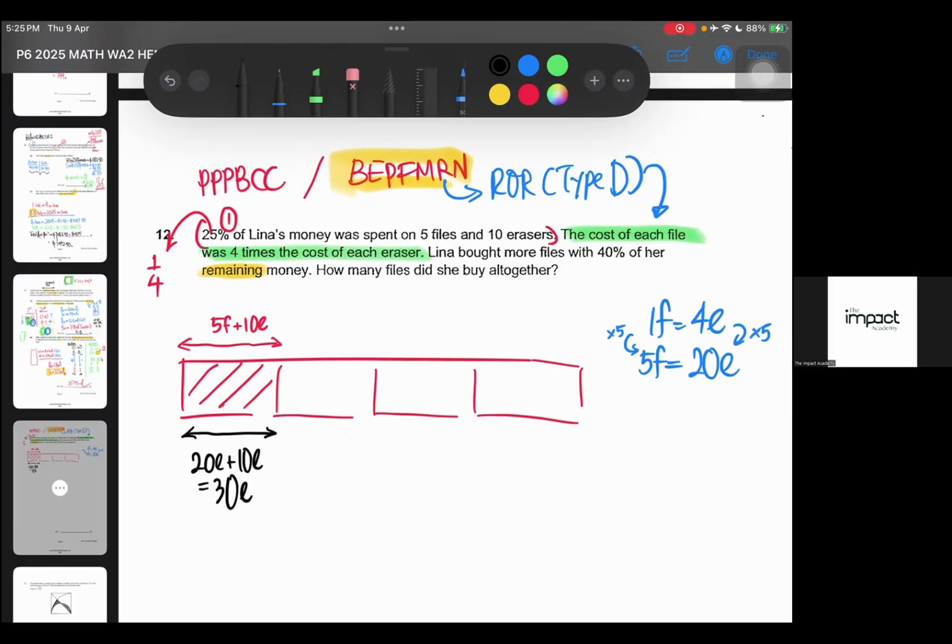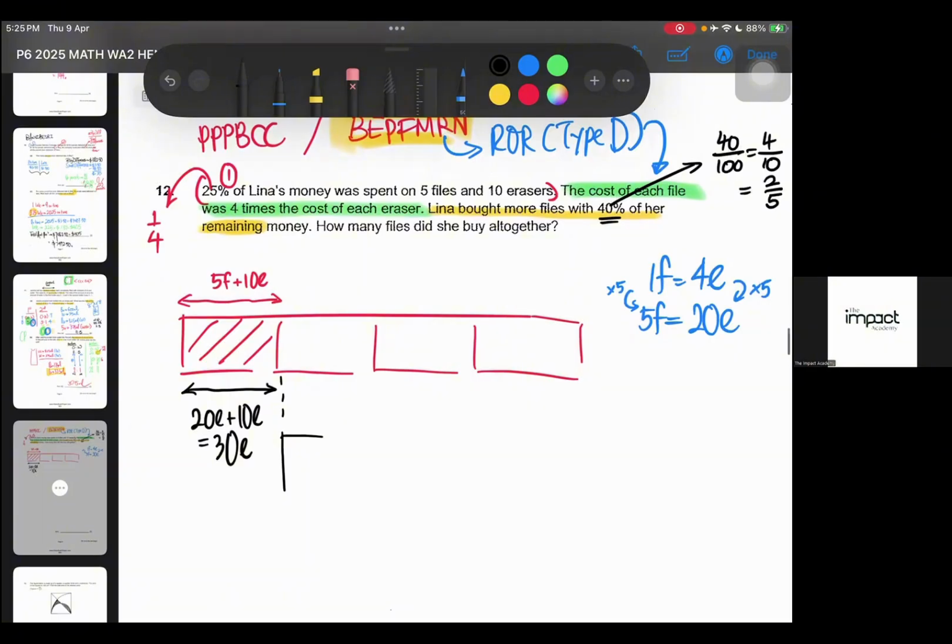You understand what I'm trying to say? All right, of course, then the question went on to say that Lena decided to buy more files with 40% of her remaining money. Now, 40% means 40 over 100, basically means 4 over 10, basically means 2 over 5. So I will now drop it down. I will break it up into how many parts? 5 parts. 1, 2, 3, 4, 5.